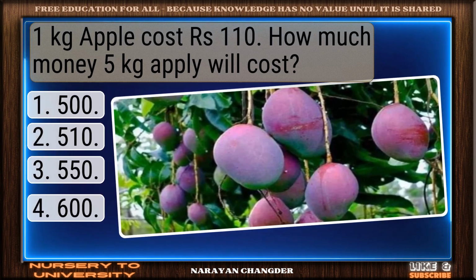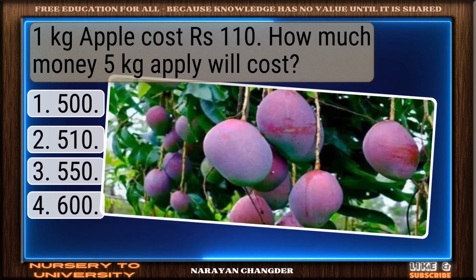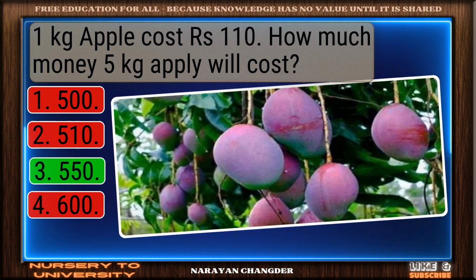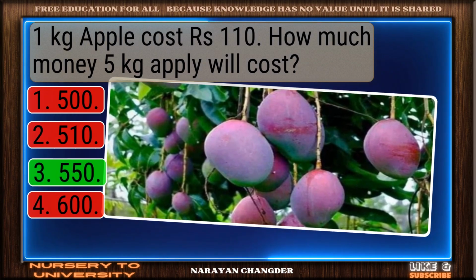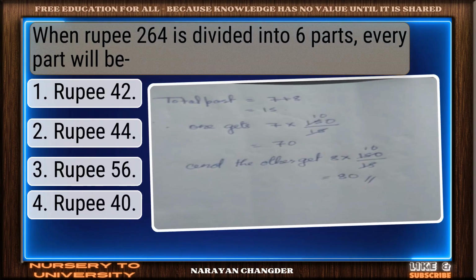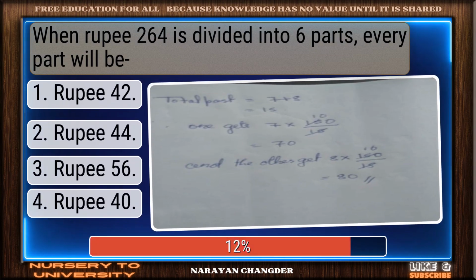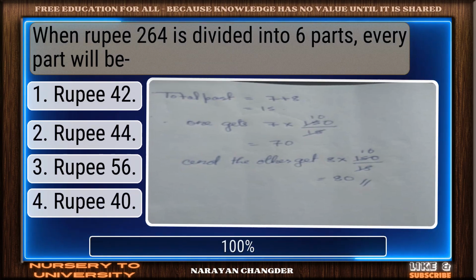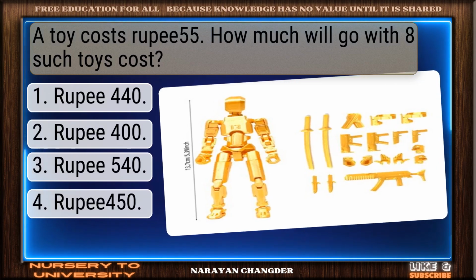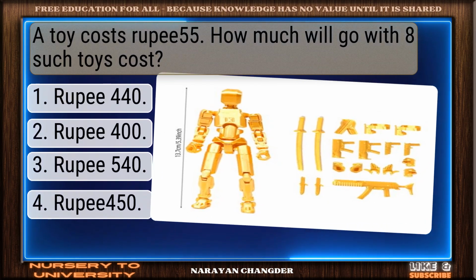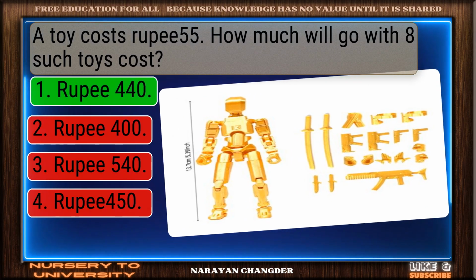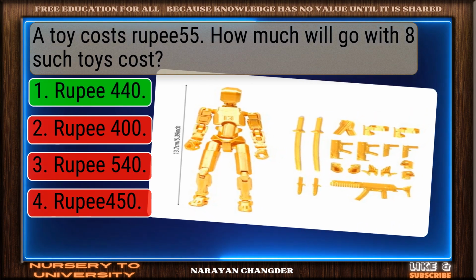1 kg apple costs Rs 110. How much money will 5 kg apples cost? Correct response. 550 is the most accurate answer. When rupee 264 is divided into 6 parts, every part will be... Excellent choice. Rupee 44 is the right answer. A toy costs rupee 55. How much will 8 such toys cost? You chose rupee 440, and it is correct.